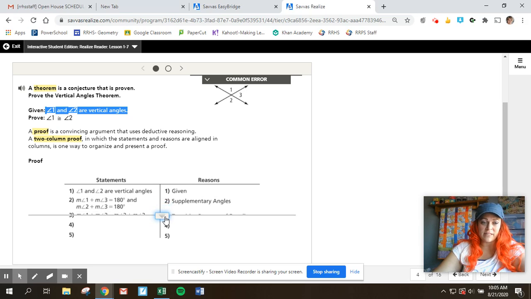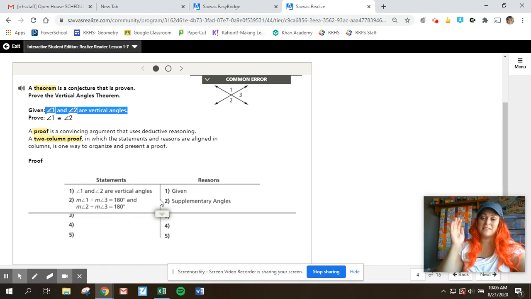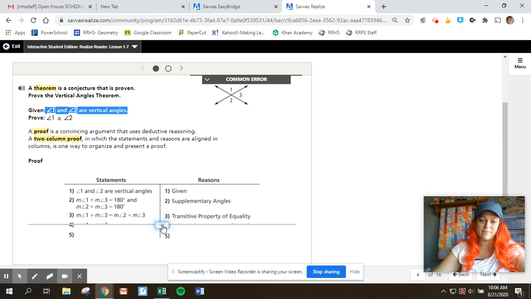Okay, and if you scroll down a little bit more, it's exactly what I said. 1 and 3 make 180. 3 and 2 make 180. So those two sets equal 180. Now, if you have two things and they're equal to 180, or equal to the same thing, they should probably be equal to each other. So let's see what they do next.